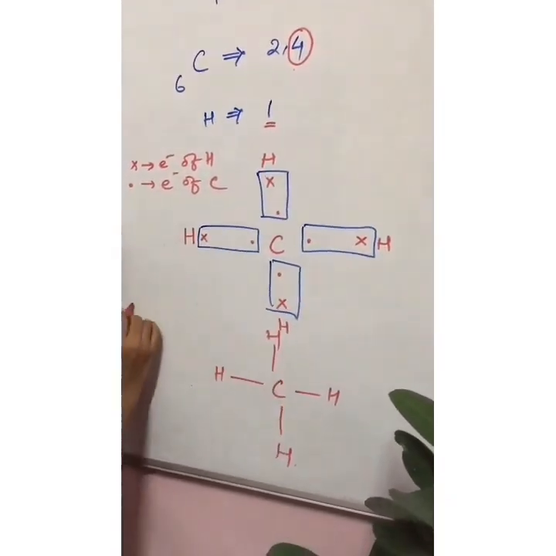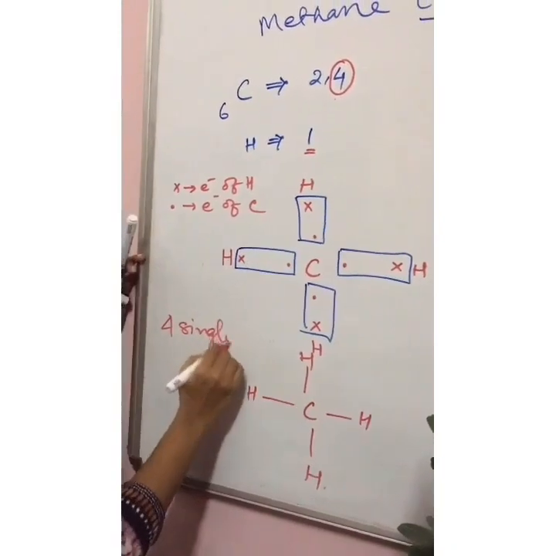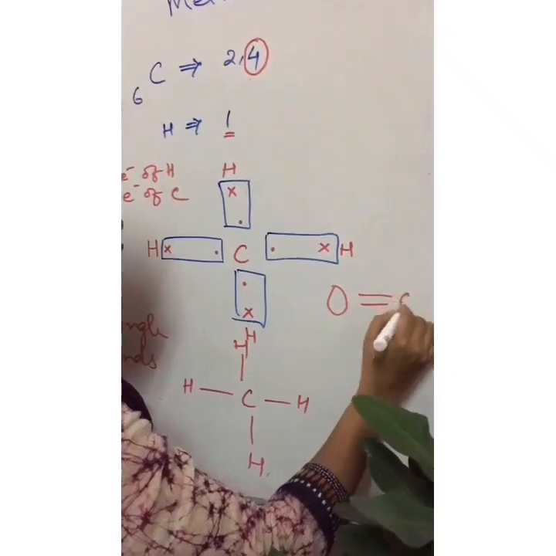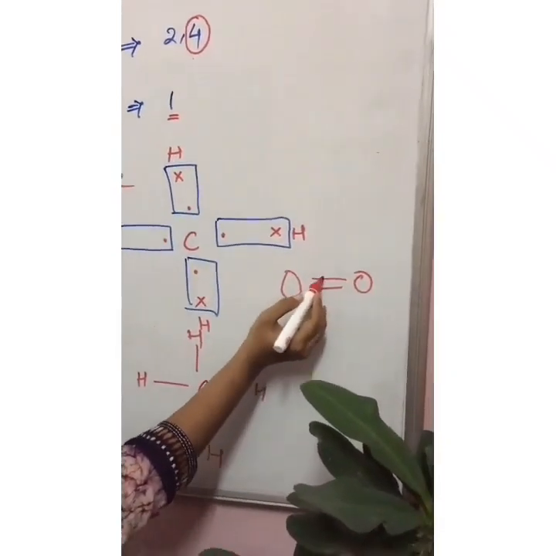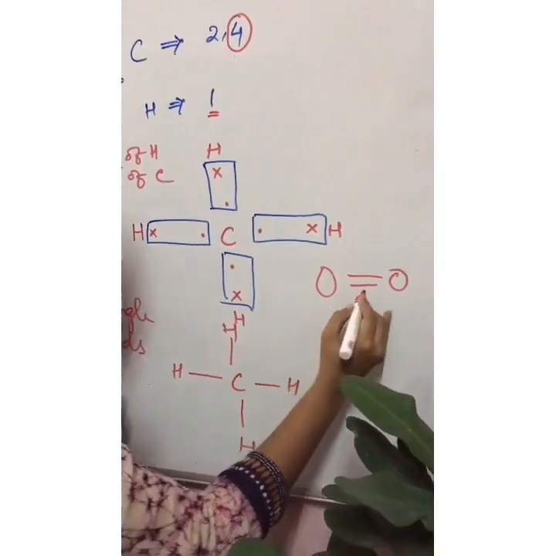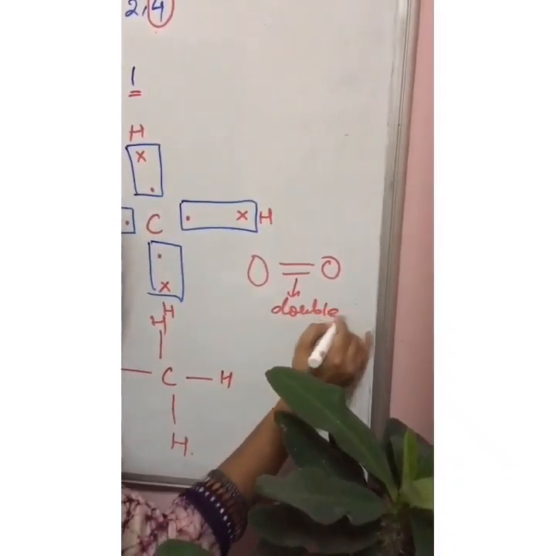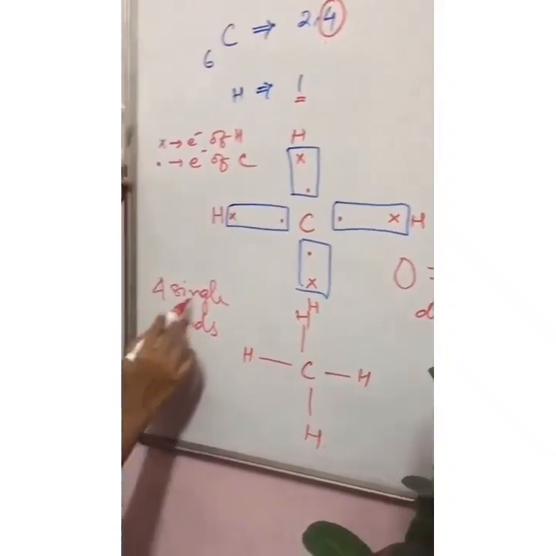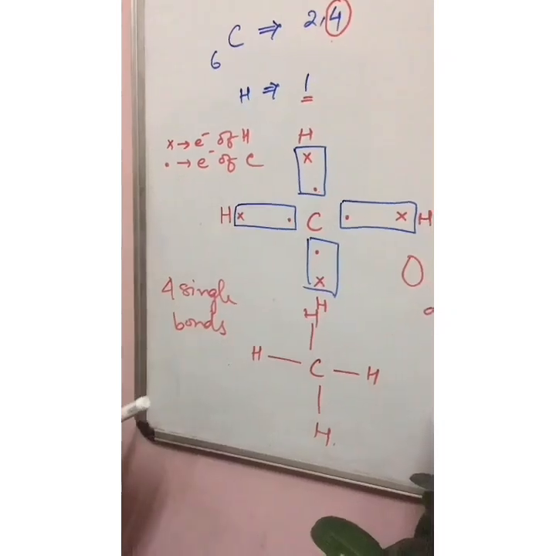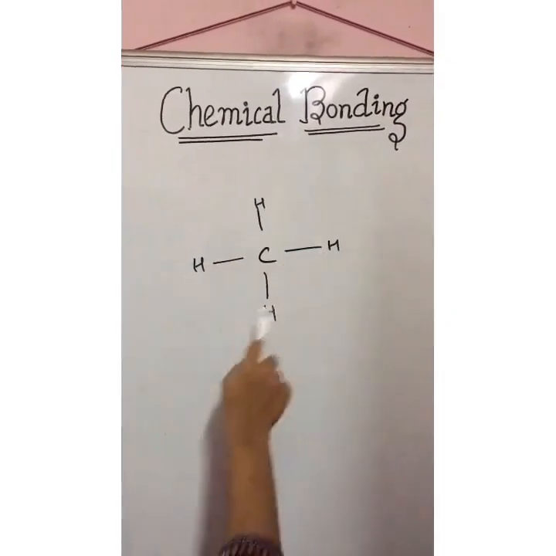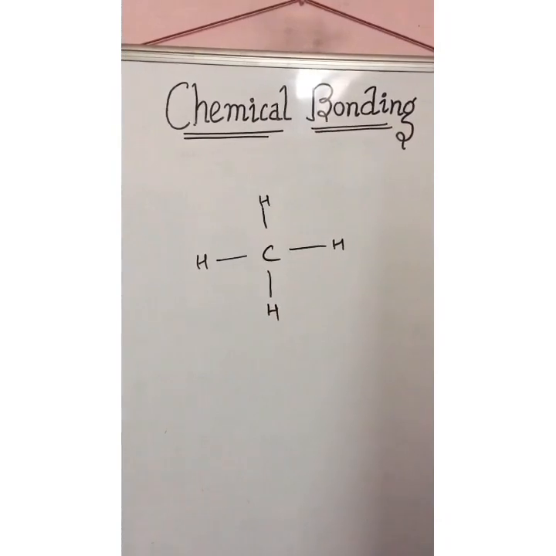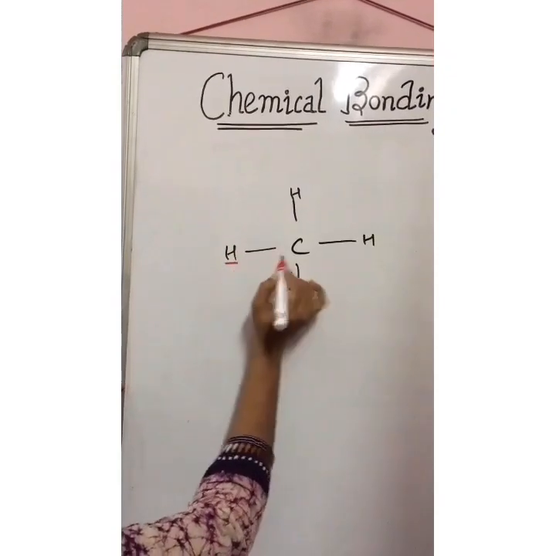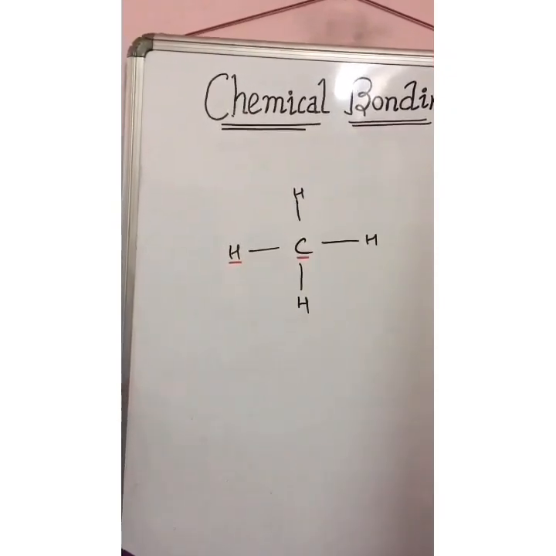So total how many bonds? 4 single bonds. Okay. Previously in oxygen molecule we saw that 2 bonds are present at the same position. When 2 bonds are present at the same position, this is called double bond. Okay, but here the single bonds are present at different positions, so we write 4 single bonds. Okay, now here carbon has 4 hydrogen attached on all 4 sides. Now previously we learnt about non-polar and polar. Here the difference of electronegativity between hydrogen and carbon is almost negligible.